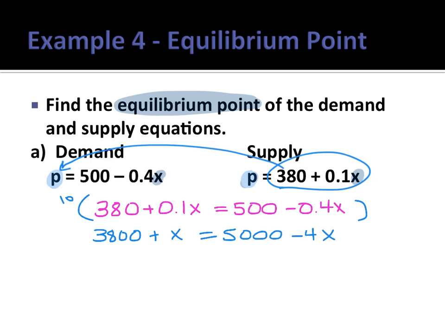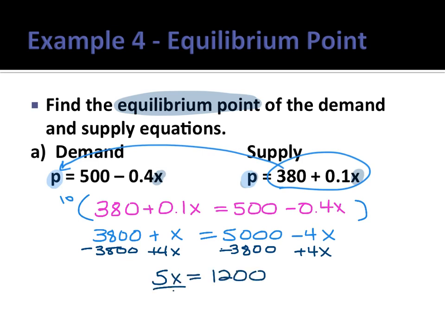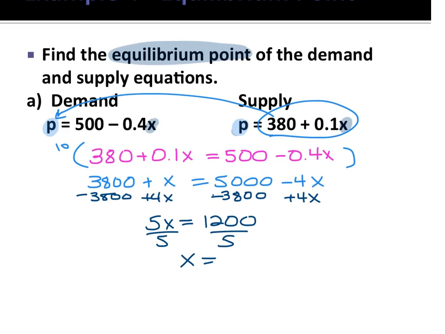Combine my like terms, so I would subtract the 3,800 and add the 4x. I'd get 5x equals 1,200. Divide both sides by 5, and x would equal 240. Now that tells you the ideal amount of units you want to sell. So I'd want to sell 240 or have 240 units.